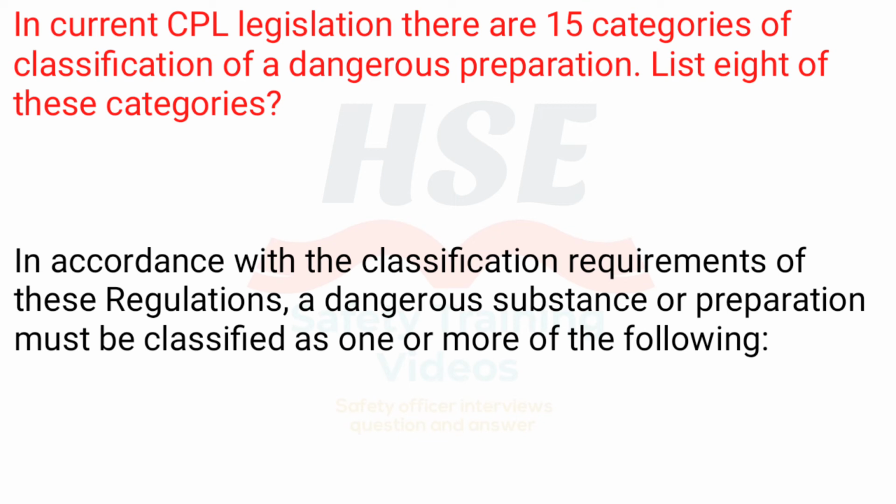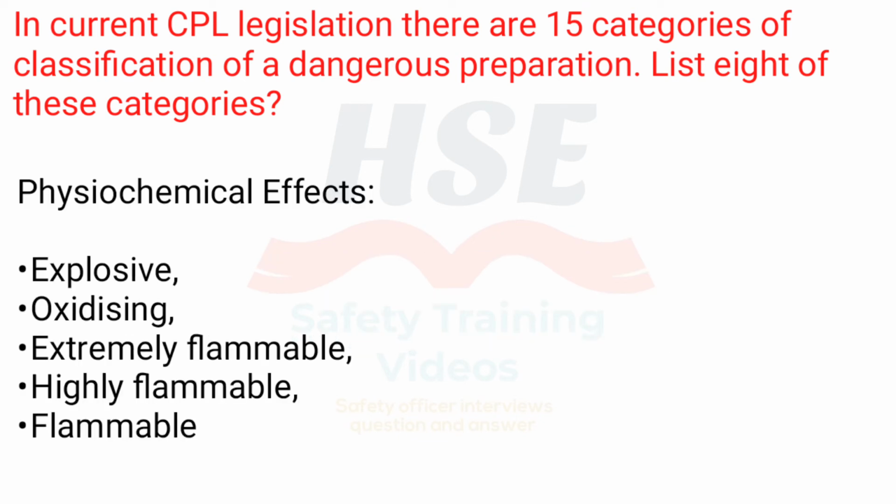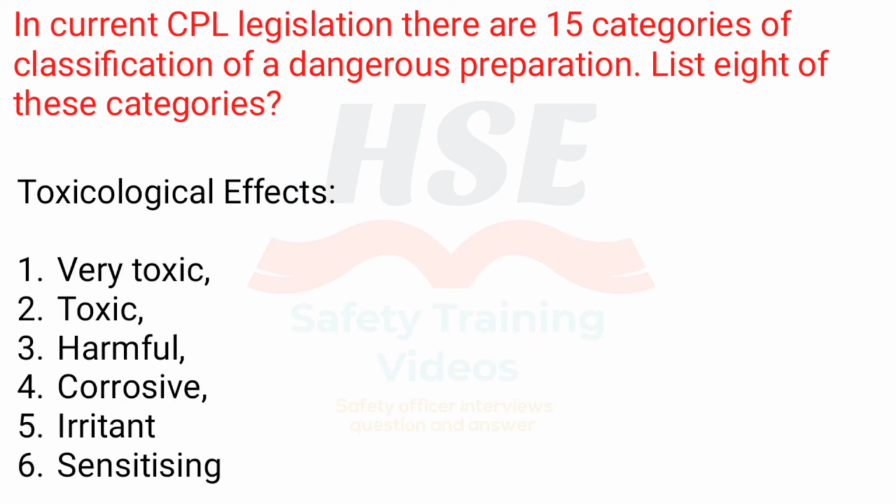In current CPL legislation there are 15 categories of classification of a dangerous preparation. List 8 of these categories. In accordance with the classification requirements of these regulations, a dangerous substance or preparation must be classified as one or more of the following. Physiochemical effects: explosive, oxidizing, extremely flammable, highly flammable, flammable.